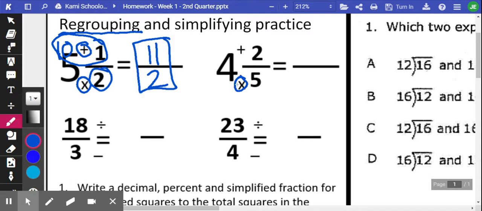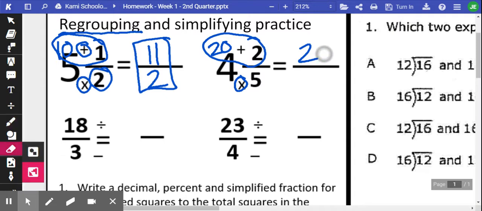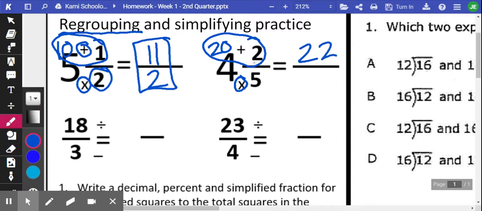So 5 times 4 is going to be 20. And 20 plus 2 will give us 22. And it stays over the denominator of 5. So 22 fifths.